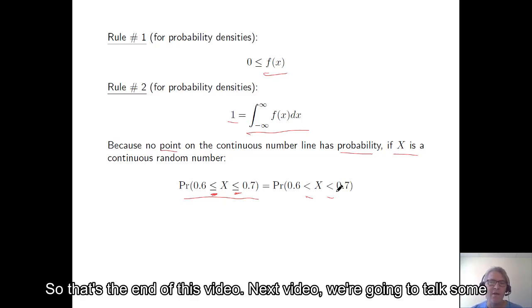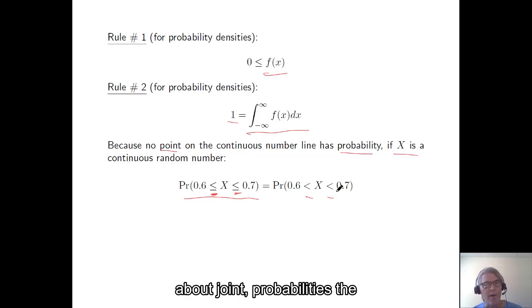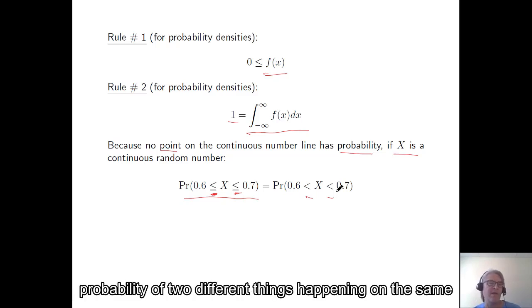So that's the end of this video. Next video we're going to talk about joint probabilities, the probability of two different things happening on the same trial.